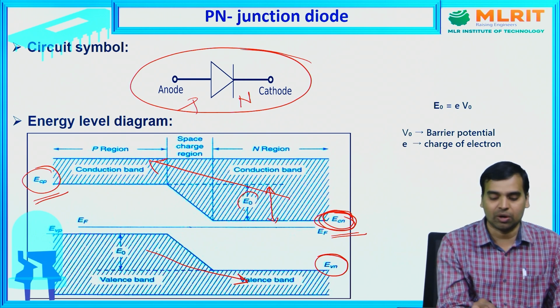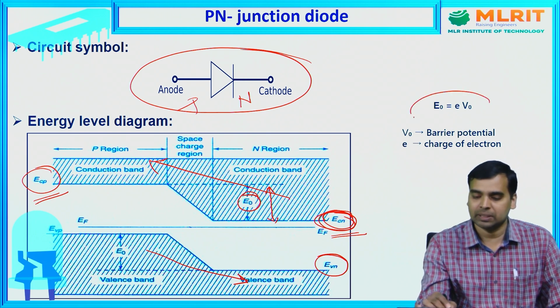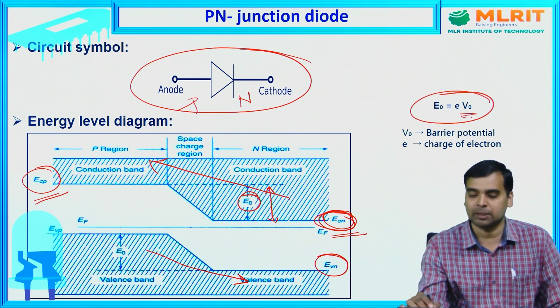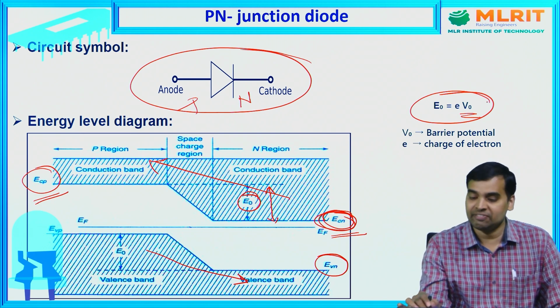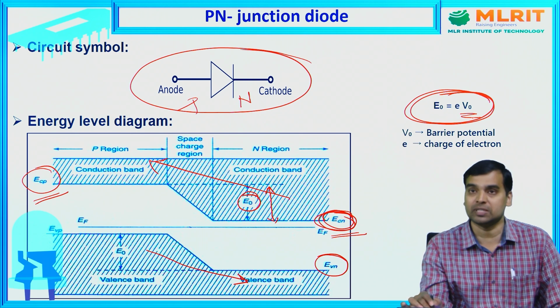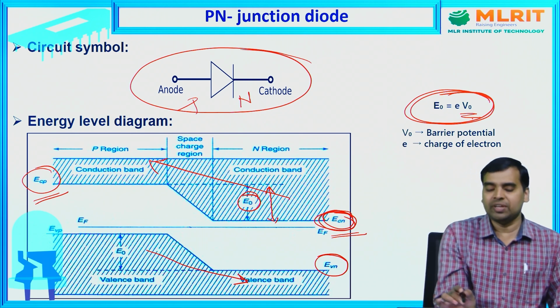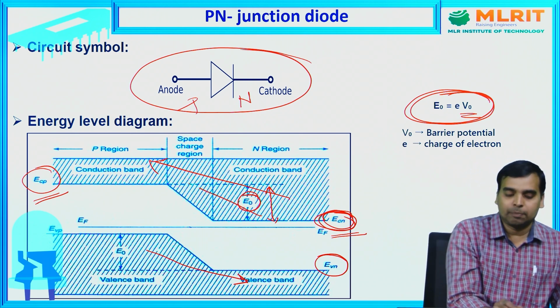That energy difference is E0, which is nothing but EV0, where V0 is the barrier potential. That is, if it is possible to supply EV0 energy, then we can move that electron from n-type to p-type.